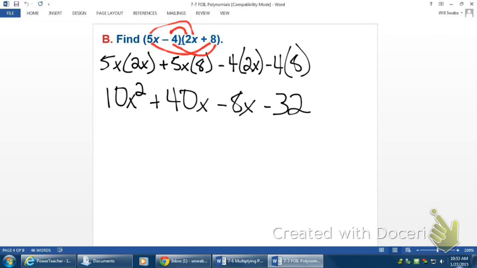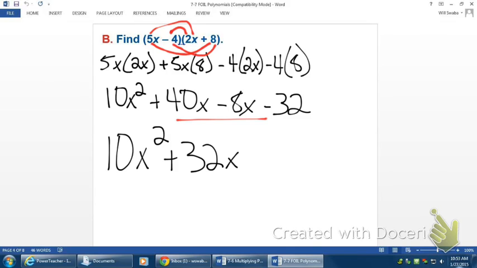Yes, absolutely. Only terms you have to combine are the middle ones. So this is going to become 10x squared plus 32x minus 32. Everybody, hush. Okay. Should have got that.